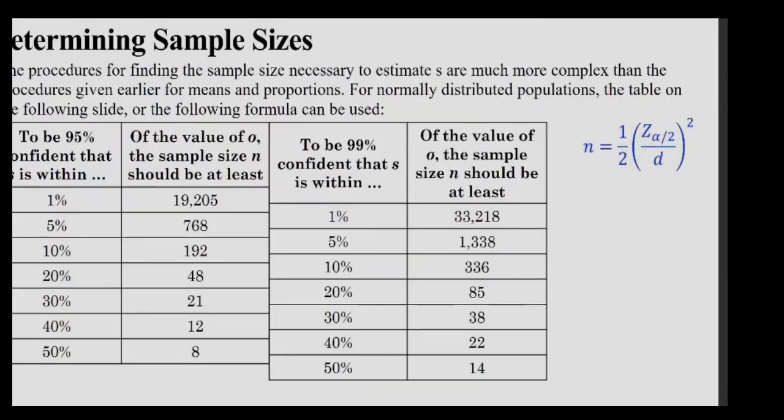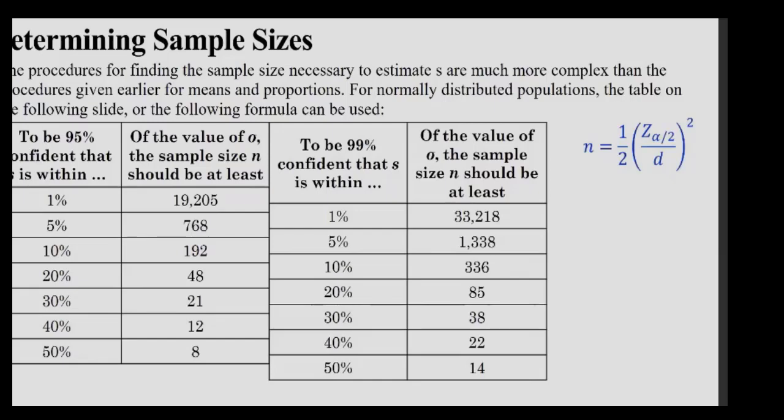Determining sample sizes. The procedures for finding the sample size necessary to estimate sigma are much more complex than the procedures given earlier for means and proportions. For normally distributed populations, the table on the following slide or the following formula can be used. Everybody understands what's happening here. So we have a very complicated process. We're not going to go over that. n is 1/2 times z alpha over 2 over the quantity squared, but instead a table is used.